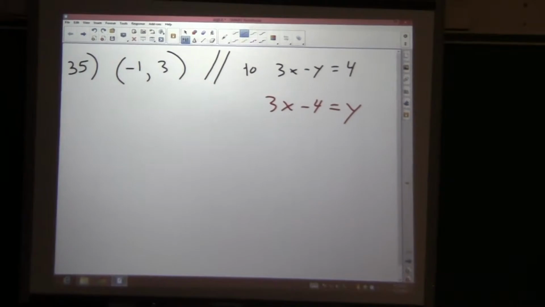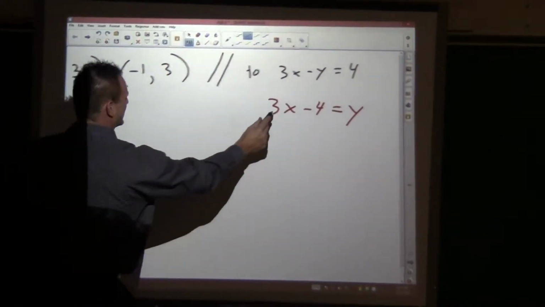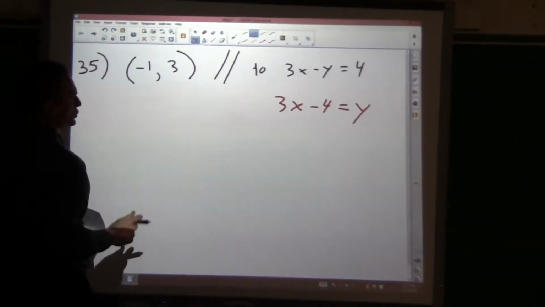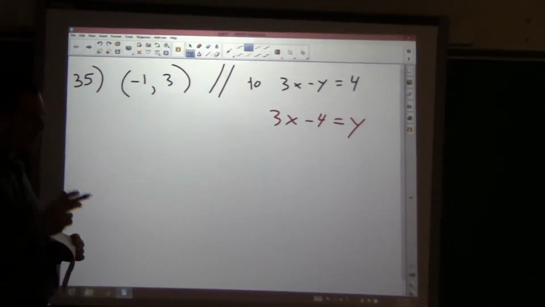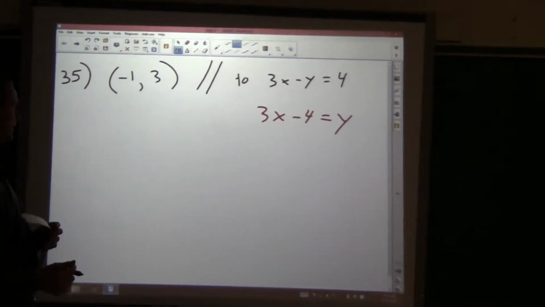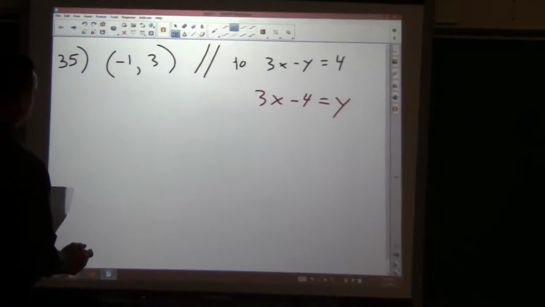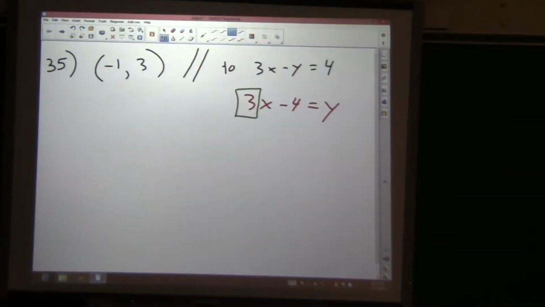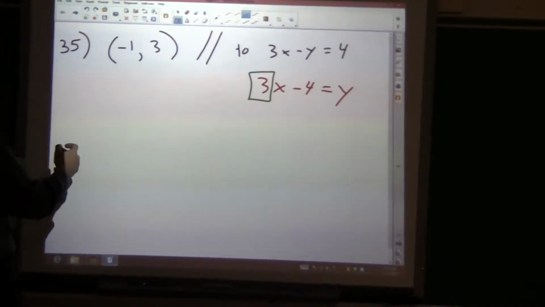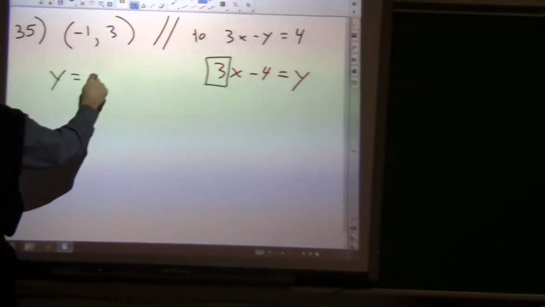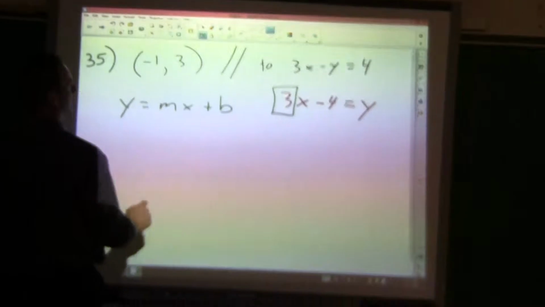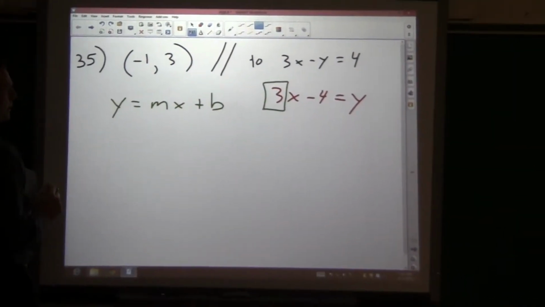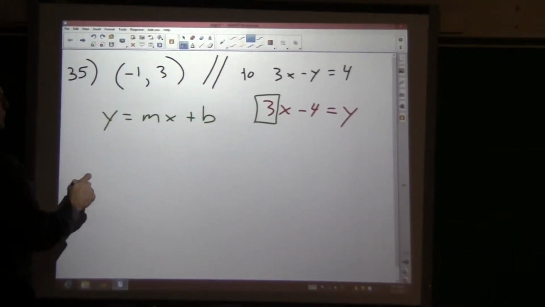I know that that line is parallel to the line that goes through here. So what do I know about parallel lines? Everybody. They're the same slope. So I'm going to use this guy right here. All right? So let's plug it into our equation, y = mx + b. I'm going to substitute 3 for the slope.